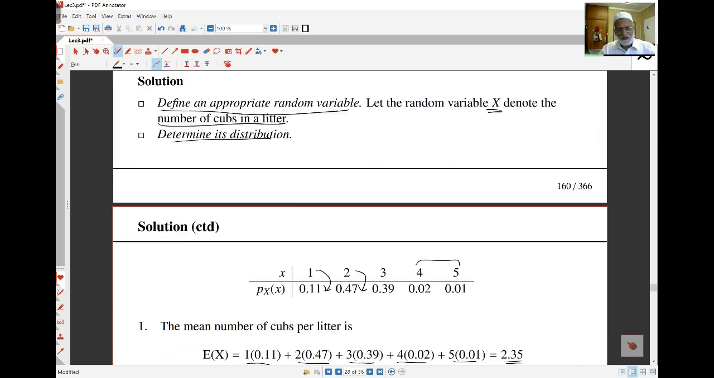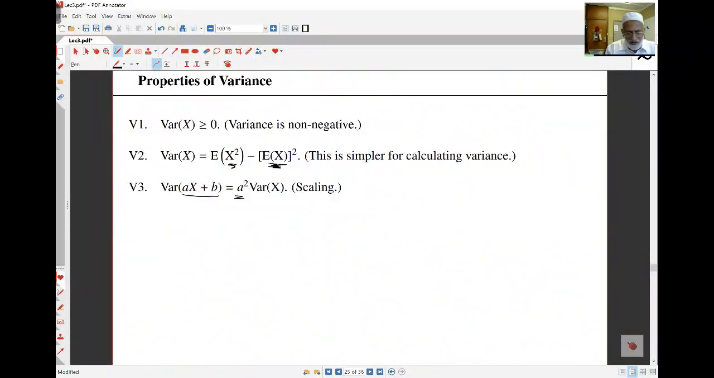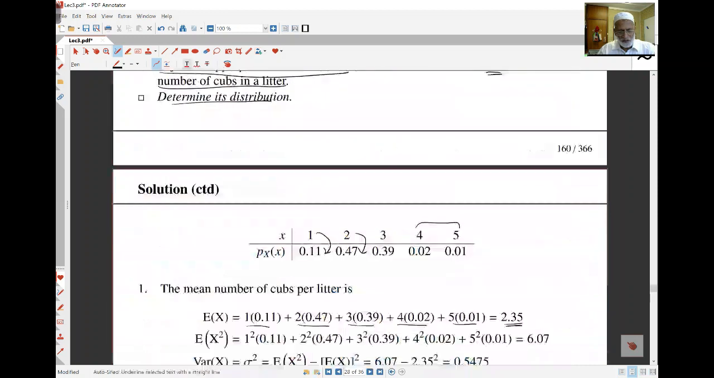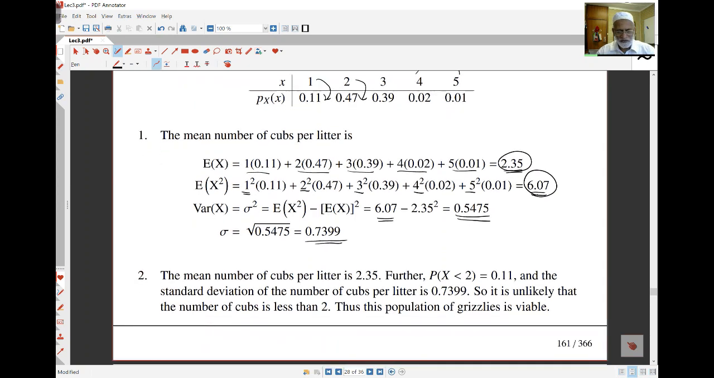To work out the variance, I'm using the formula we saw a little while earlier. It's going to be E of x squared first, and the mean squared taken away from it. So I just found the mean over here. E of x squared means the same process, but I now square the values. Square, square, square, and times probabilities and add them up. I get, in this case, 6.07. And the variance is going to be this E of x squared, 6.07, minus the mean, 2.35, all squared. And that comes to 0.5475. And the standard deviation is the square root, 0.7399.